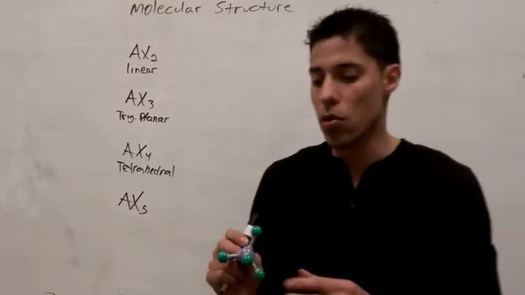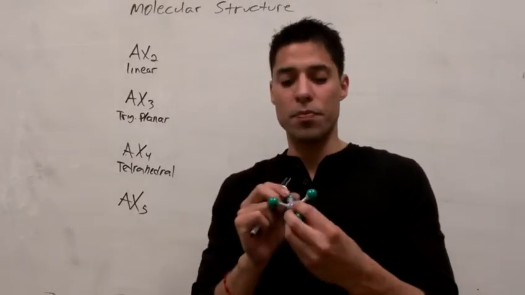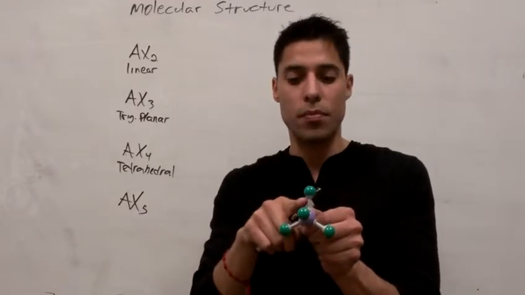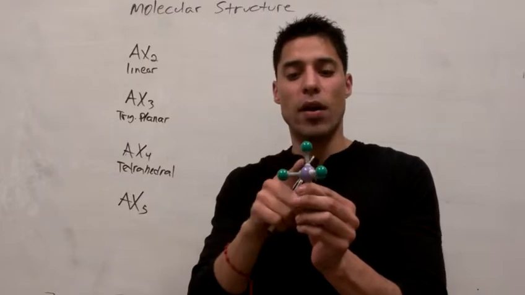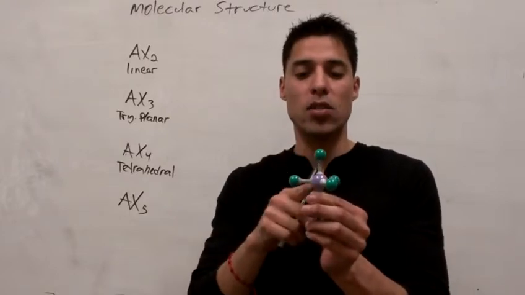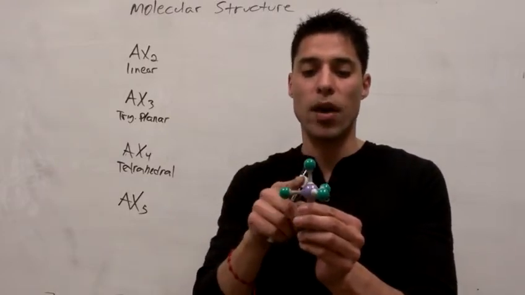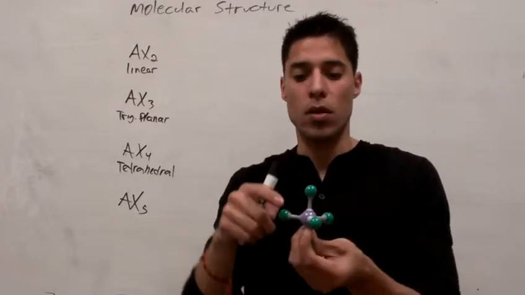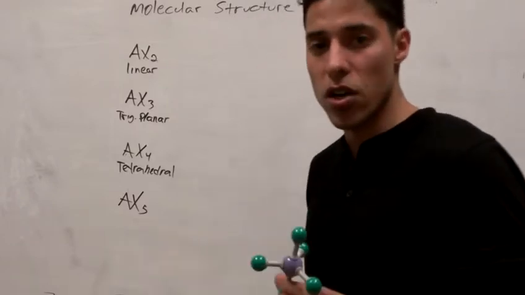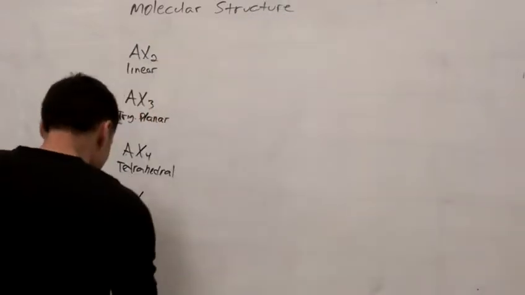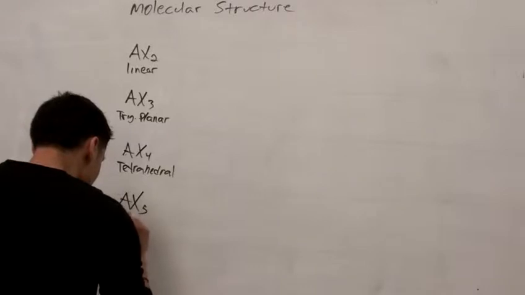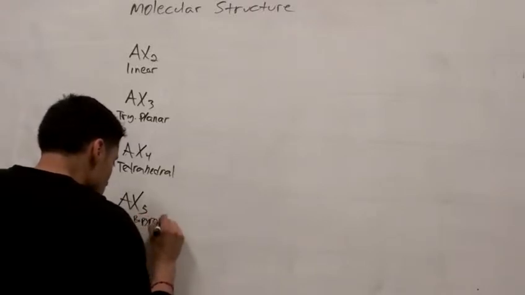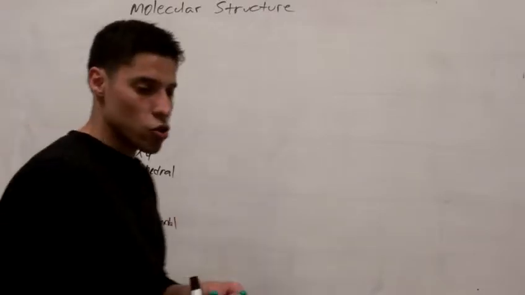So trigonal bipyramidal. The bond angle that we're going to be forming here, it's going to be the same bond angle as in trigonal planar, 120 degrees here. If we look like this, we're going to have a 90 degree bond angle. So between the axial and the equatorial atoms, we're going to have 90 degrees. Just the equatorial ones, we have 120. So 120 and 90 degrees for the trigonal bipyramidal.